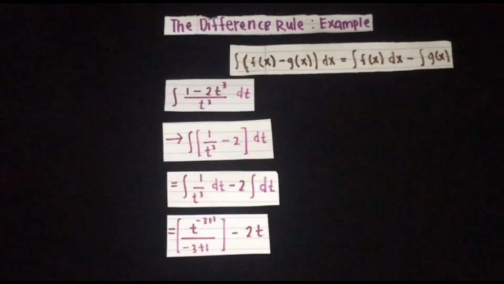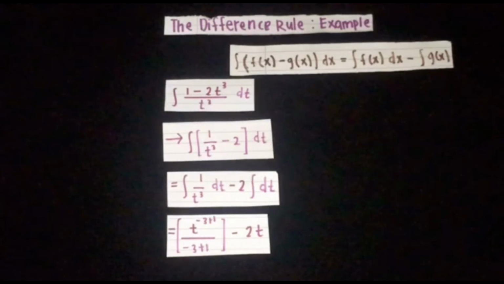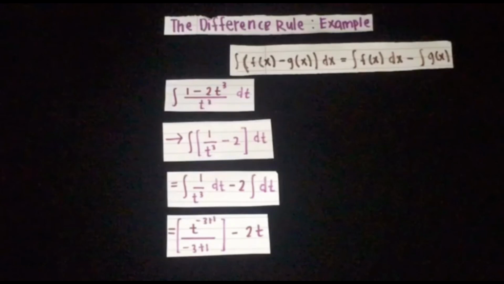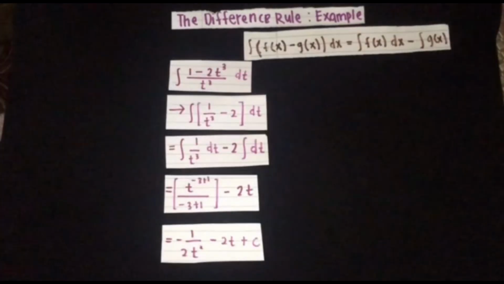Next, integrate term by term like usual. There will be t to the power of negative 3 plus 1 divided by negative 3 plus 1, minus the integration of 2, which would be 2t. Lastly, we will get negative 1 over 2t squared minus 2t.